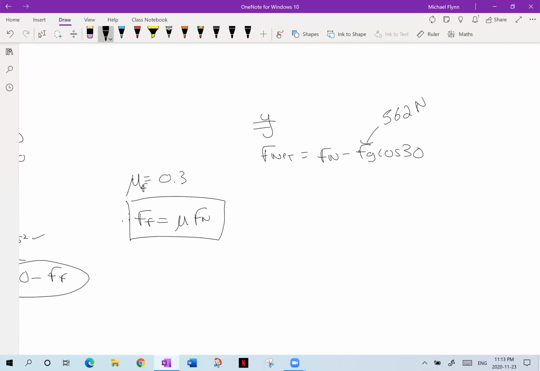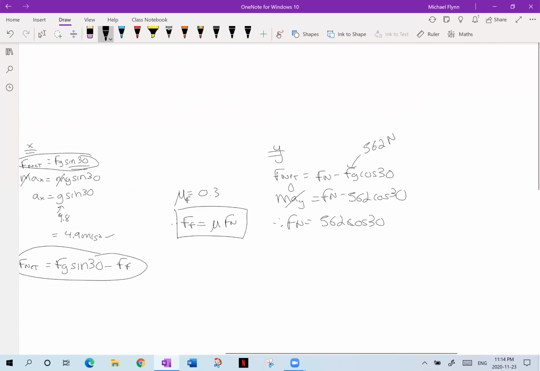I'm not going to solve it for mass. I'm not going to put mg in there, but I am going to put may. May equals Fn minus 562 times the cos of 30. Now we know ay is 0. So that term is 0. So therefore the normal force is equal to 562 times the cos of 30. And that's just a number, right, that you can enter into your calculator.